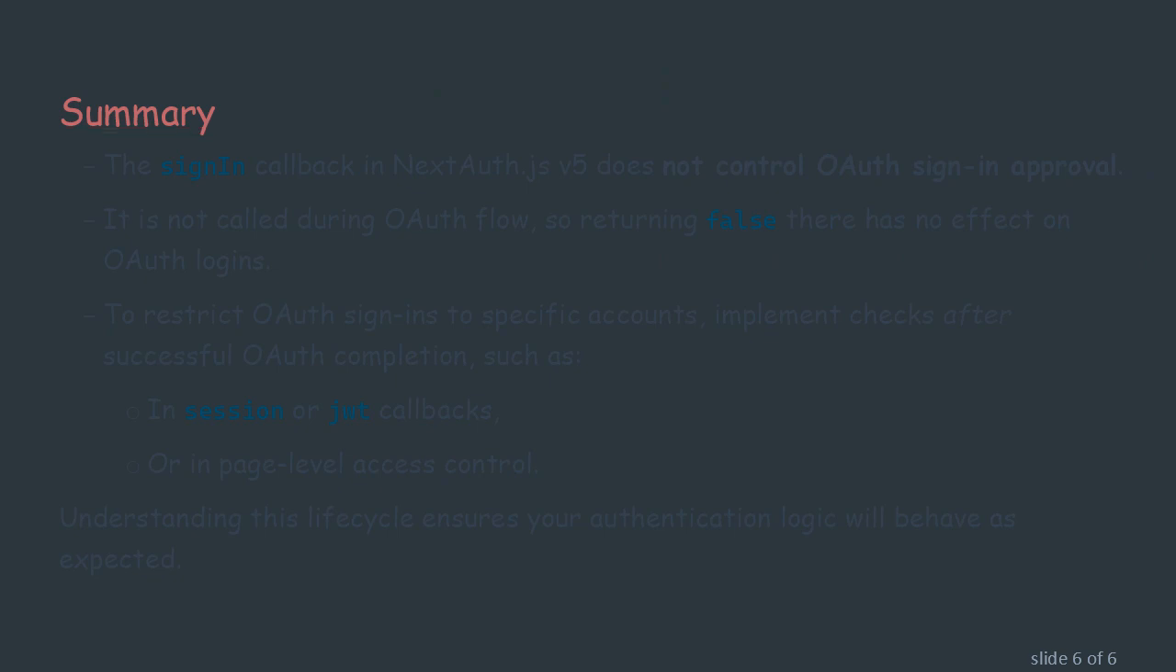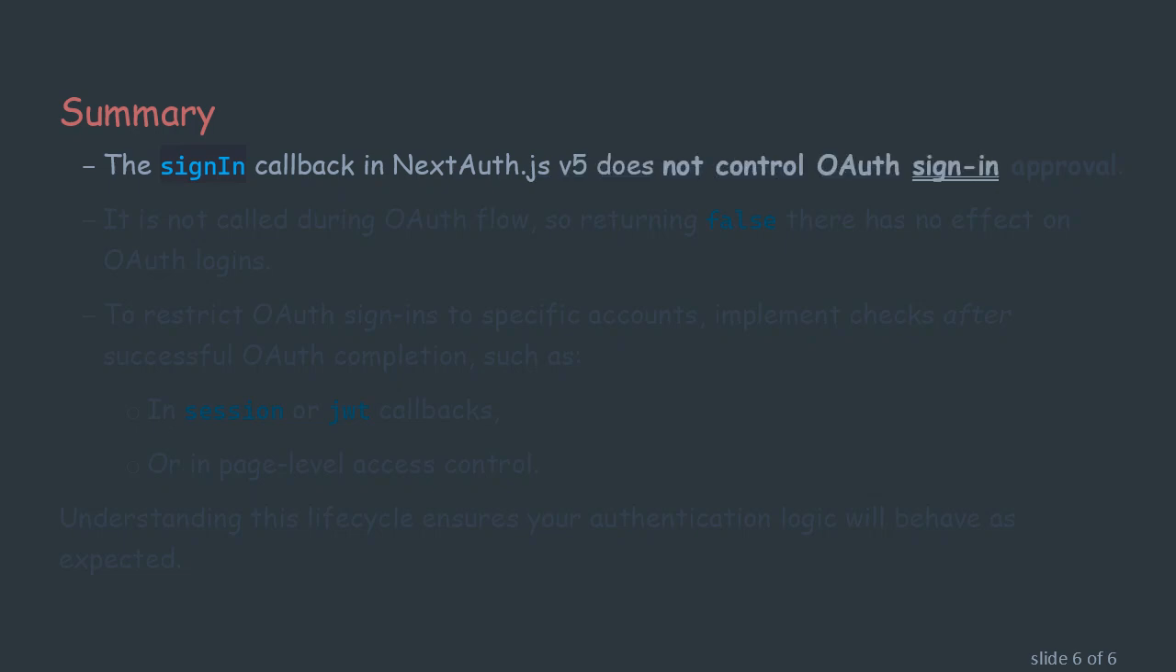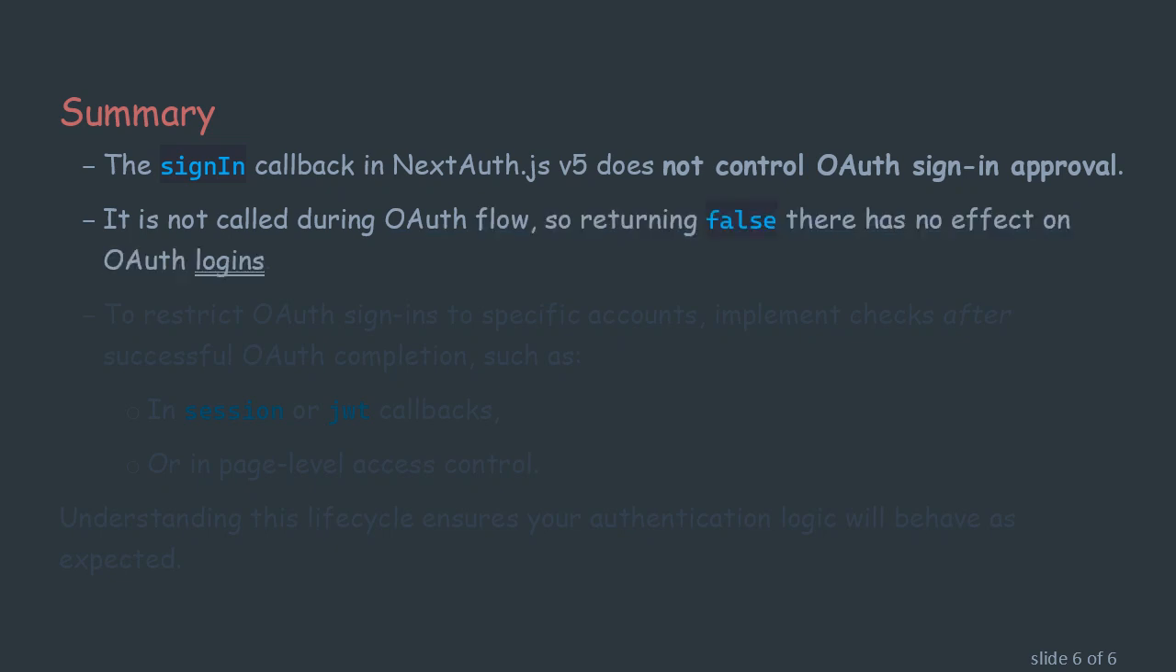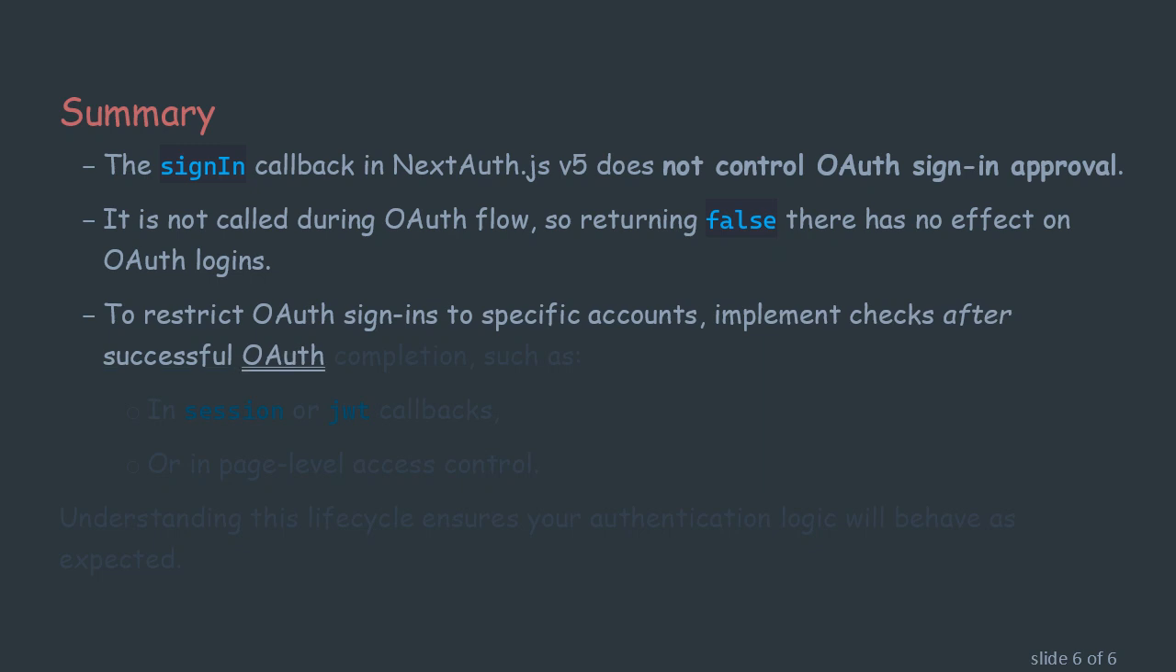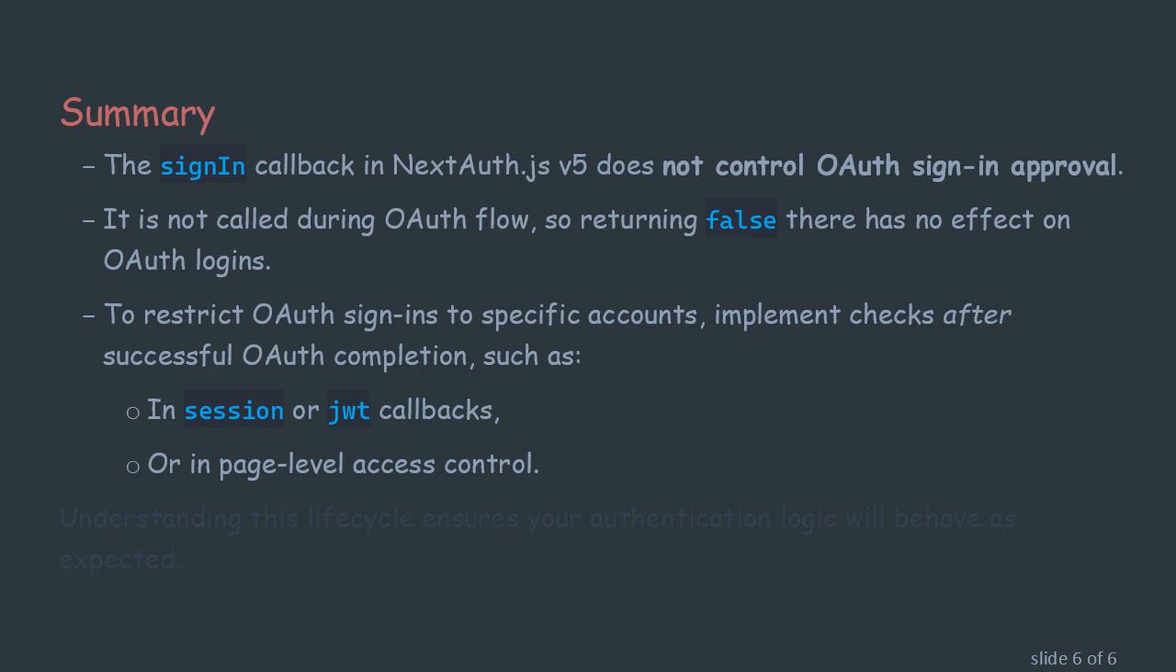Summary. The sign-in callback in NextAuth.js v5 does not control OAuth sign-in approval. It is not called during OAuth flow, so returning false there has no effect on OAuth logins. To restrict OAuth sign-ins to specific accounts, implement checks after successful OAuth completion, such as in session or JWT callbacks, or in page-level access control. Understanding this lifecycle ensures your authentication logic will behave as expected.